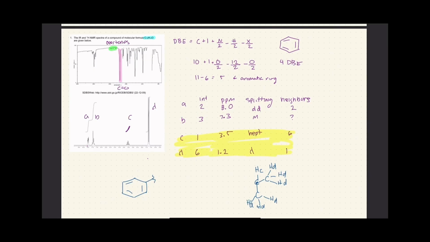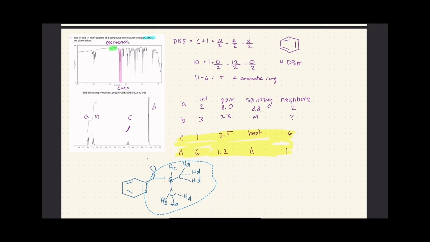Now I have to think about how to put these things together. So spectra tells me that I have 10 carbons. Right now I have 6, 7, 8, and 9 drawn. I know that I have a carbonyl, so I'm going to add the carbonyl. That would be carbon number 10 and the oxygen. And I'm going to connect that to my isopropyl group. And so this would be my unknown.